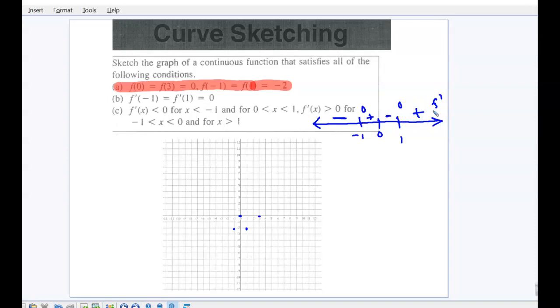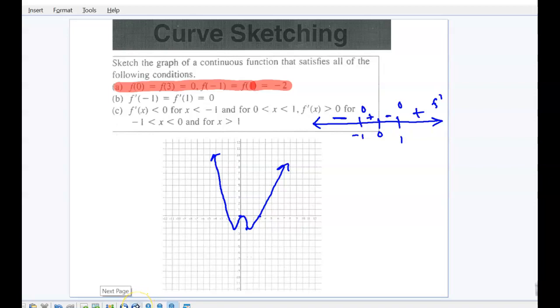So that means that I must have a maximum at 0, and I must have a minimum at -1 and 1, because my derivative is changing from negative to positive or positive to negative. And it tells me that the graph is continuous. So if I was to sketch this, it's going to come down, come up, come down, and then bounce back up here. So that would be one possible sketch following all the parameters laid out in this question.